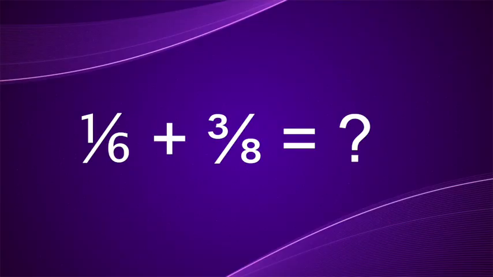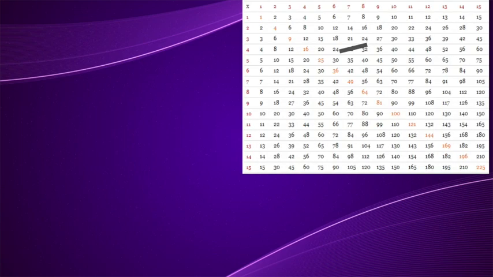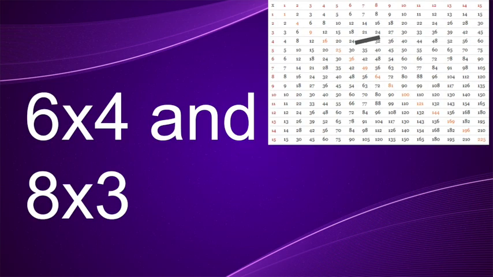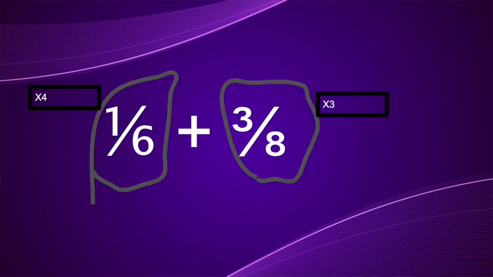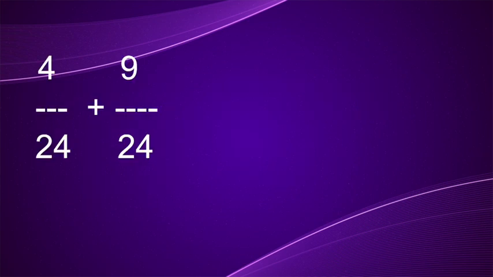That's the first one. Second one, we have 1/6 and 3/8. We'll use this number wall again, and you can see that the lowest possible is 24 again. So it's 6 times 4 and 8 times 3, both 24. What we did, we timesed 1/6 by 4, the whole thing, and 3/8 by 3, like we did before. So it turns into this.